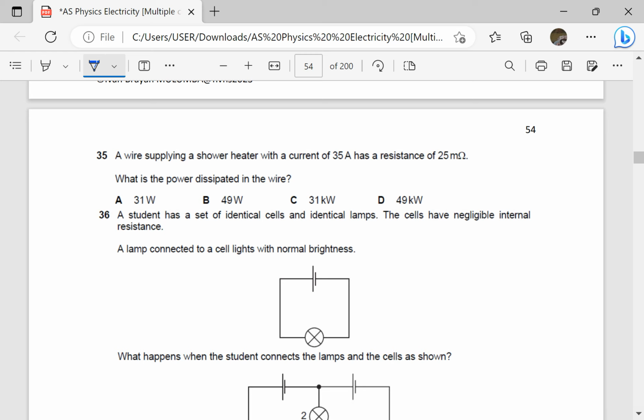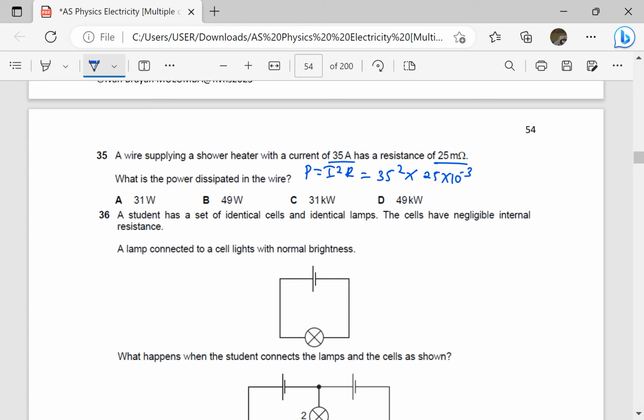A wire supplying a shower heater with a current of 35 amperes has a resistance of 25 milliohms. What is the power dissipated in the wire? So without wasting time, power is equal to I squared times R. So the current is 35 squared times the resistance, which is 25 times 10 power negative 3 ohms.